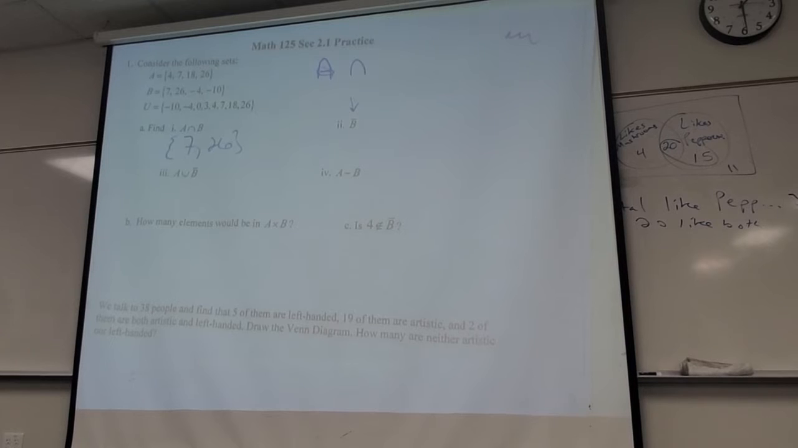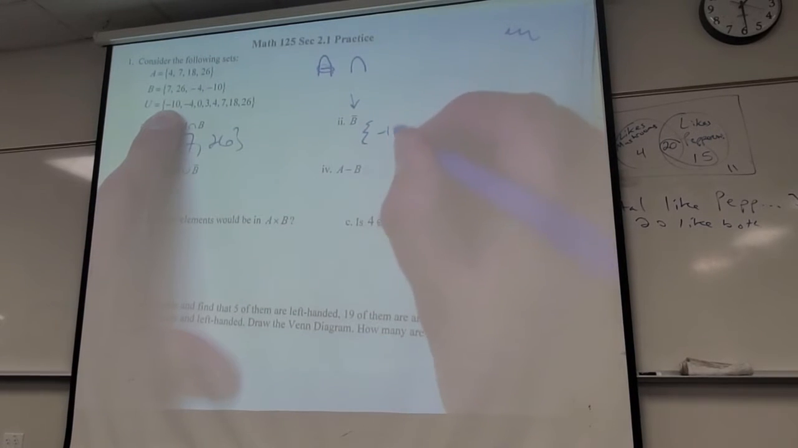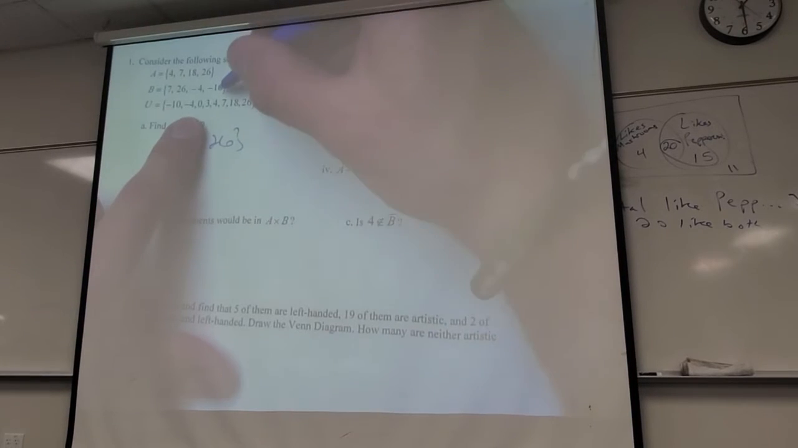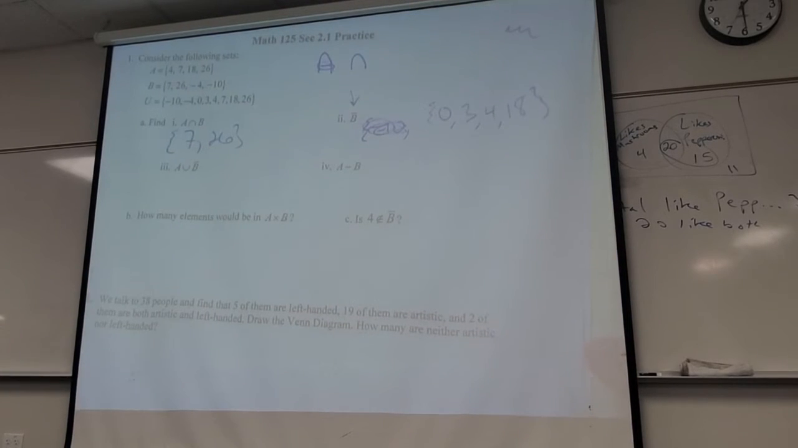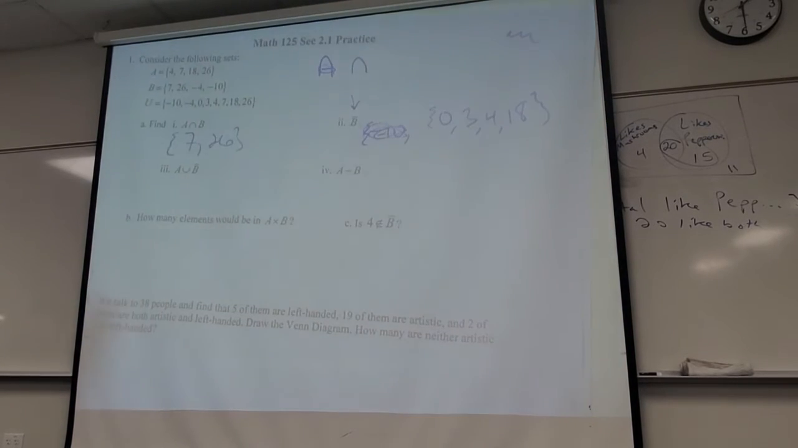So what's the answer? Yeah, -10? No. Let's try this again. Oh, -10 is in B. 0. Yeah, 0 is not in B. 3. 3 is not in B. 4. 4 is not in B. 18. 18 is not in B. And of course, what could you do? You could actually just cross out of here everything that's in B, right?